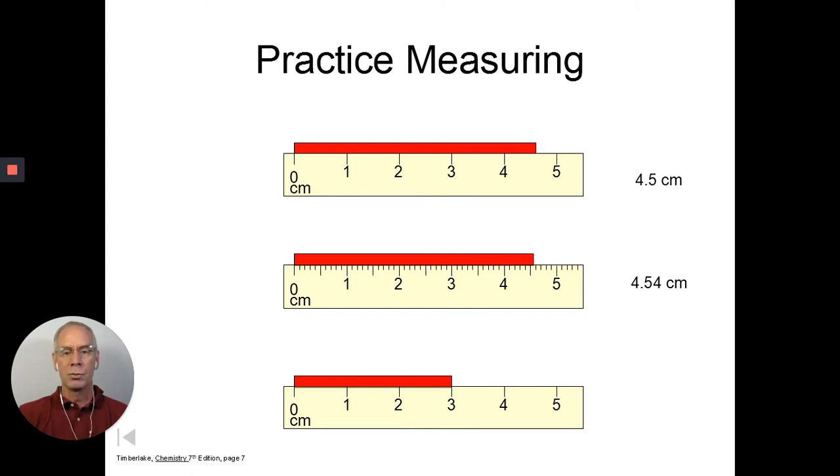Again, let me remind you, in the first example, the ruler only goes to the ones place, so our measurement needs to be recorded to the tenths place. On the second example, the instrument measures to the tenths place, so our measurement is recorded to the hundredths place. In the last example, this goes to the ones, which means our final measurement needs to be to the tenths place. Because that looks like it's precisely on the line 3, if I wrote 3 centimeters, it's not correct. I would need to write 3.0 centimeters to earn full credit for that measurement.